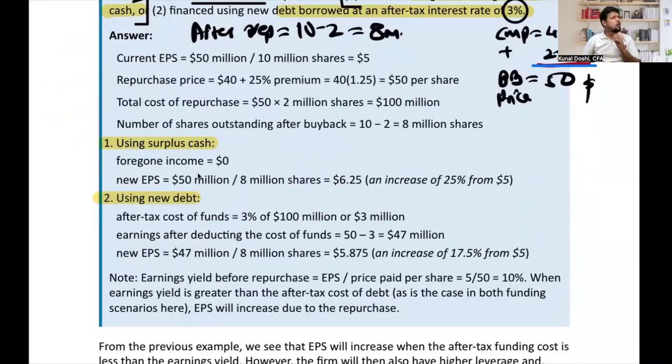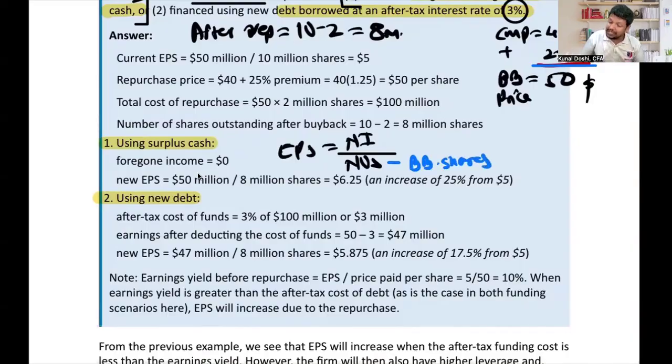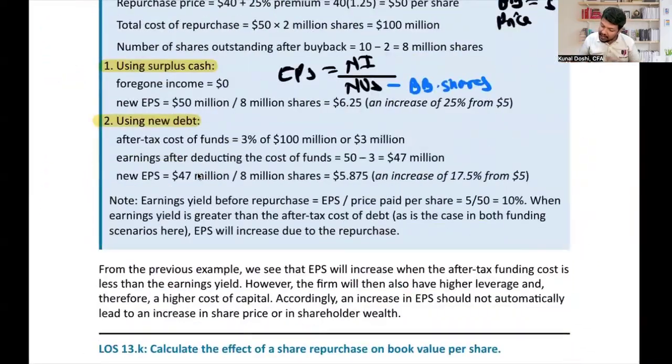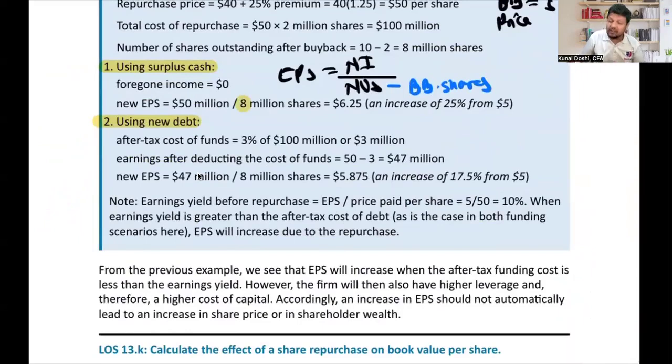Well, if you are going to use your own cash, tell me one thing, the EPS calculation. What is the EPS formula? Net income minus preferred over number of shares outstanding. We actually write weighted average shares outstanding, but imagine here it's simply number of shares outstanding. After buyback, there will be no effect on net income, but the number of shares outstanding will reduce by the buyback shares. That will be the only adjustment. So my net income, which was 50 million, will remain the same, but the number of shares has reduced. So what will happen to my earnings per share? It will increase, isn't it?